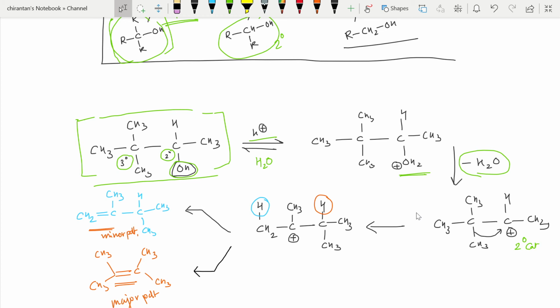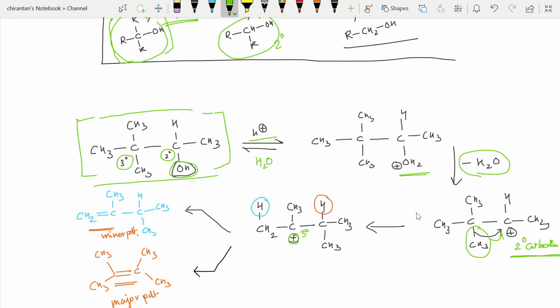But as we know, 2-degree carbocations are not very stable compared to a 3-degree carbocation. So what will happen? A rearrangement will go on. The methyl group which is nearby will shift to this carbon, and as a result we will get a 3-degree carbocation, which is much more stable compared to this 2-degree carbocation. So this 3-degree carbocation will form through a rearrangement because this will stabilize the system.